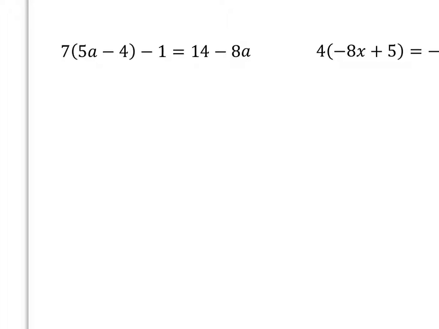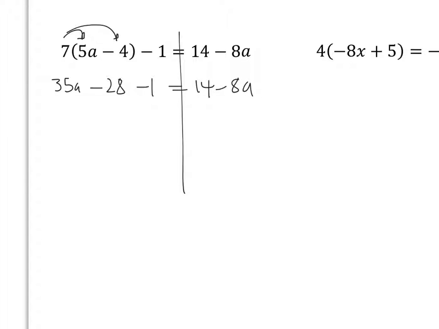Okay, looking at the next equation, again, these are complex equations that we need to use the distributive property and combine like terms. So let's continue with this problem. So 7 times 5a is 35a minus 28 minus 1 equals 14 minus 8a. Let's get the variables on the left-hand side, but I'll first combine those like terms. So 35a minus 29 equals 14 minus 8a.